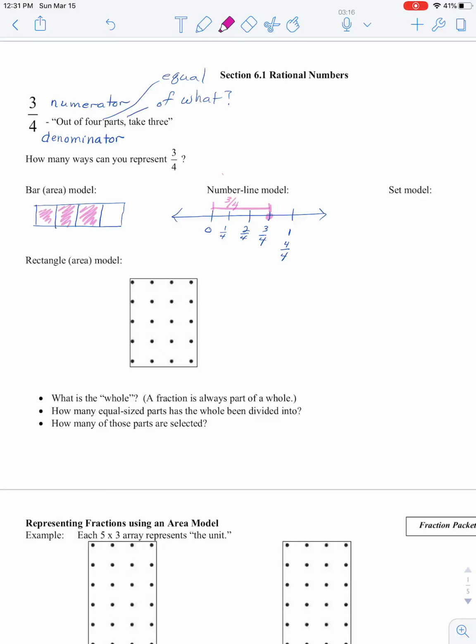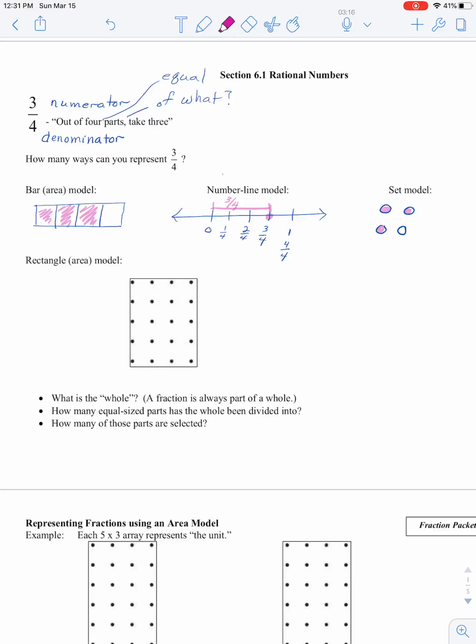The set model is something completely different. In this case, we have a set that we divide into 4 equal parts, and we take 3 of those. So the simplest one would be a set that has 4 objects. So there are 4 objects, and I take 3 of those. And that would be 3/4 of the set, where the set is now the 1, the unit.